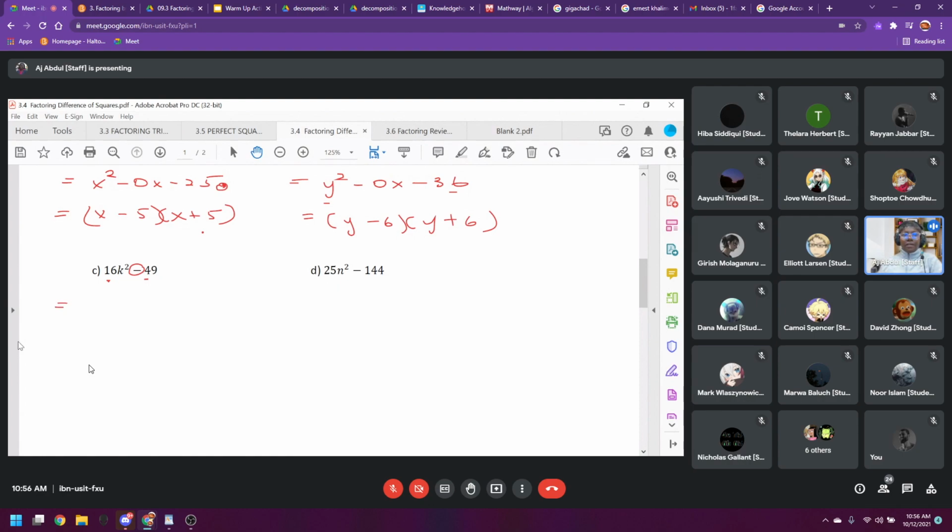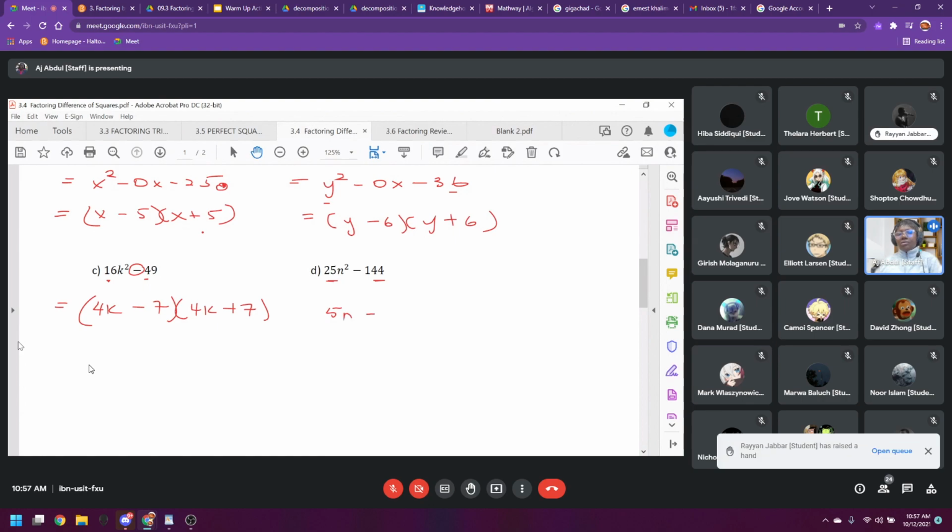So 16k, if I square root that, that is 4k. If I square root that, that is 7. So that means my factors are going to be 4k plus 7 and 4k minus 7. Now we are done. Difference of squares many times is a one-step factor. But what we have to confirm is I can square root that and I can square root that. I can square root the 25. I can square root n. I can square root the 144, and then 5n plus 12.